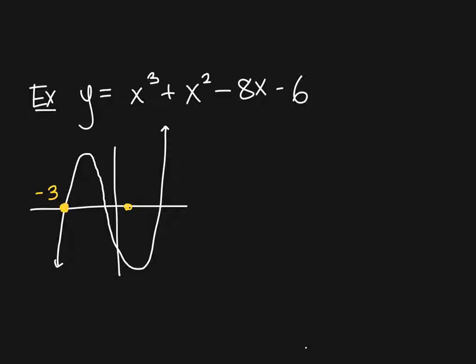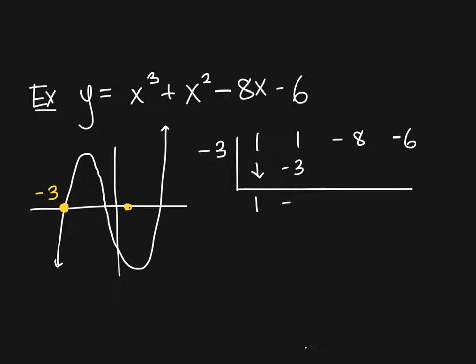So we're gonna try -3. And we're going to use synthetic division. How will we know if -3 is right or not? The remainder is 0. So 1, 1, -8, -6. All right, drop the 1, carry a -3. Drop a -2, carry a 6. Drop a -2, carry a +6. We get 0. Okay, so that worked out great.